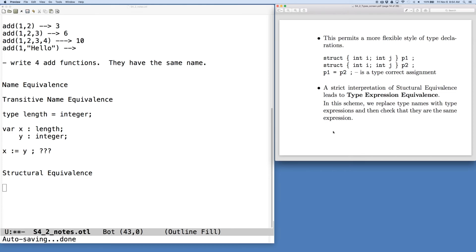So we can call a strict interpretation of this as well. Let's just apply this in a rigorous way, and we get what's called type expression equivalence. What we want to do is replace any names introduced by the programmer with their definition in these types, and keep replacing type names with their type expressions until we've unfolded all of these and can then check to see if these type expressions are in fact the same. All right, so structural equivalence gives us a little more freedom. It's often useful, but we also have a few challenges in this scheme, and that's what we'll talk about in the next video.